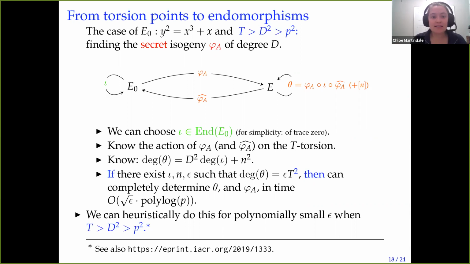And I don't know why Christophe didn't do this in his original paper. You can also put a square on that t, by instead saying, well, if theta has degree epsilon t squared, then you can decompose it into two isogenies of degree t and one of degree epsilon in the middle. You know the action on the t torsion, both of the dual of this one and the non-dual of this one, and then you can reconstruct it using exactly the same methods. And that gives you a better balance already.